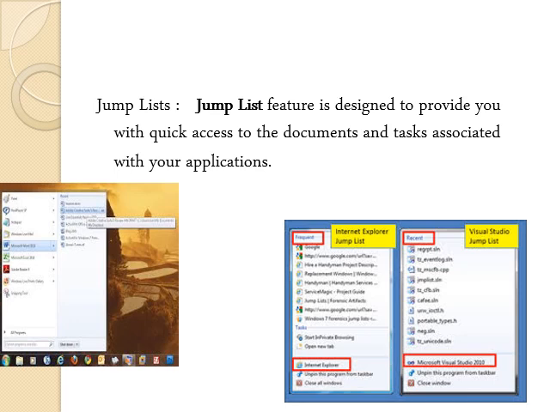Next one, jump list. Jump list is a new feature that takes you straight to the documents, pictures, songs or websites that you have recently visited. This feature is designed to provide you with quick access to the documents and tasks associated with your application. It is found in the application icon of the taskbar.